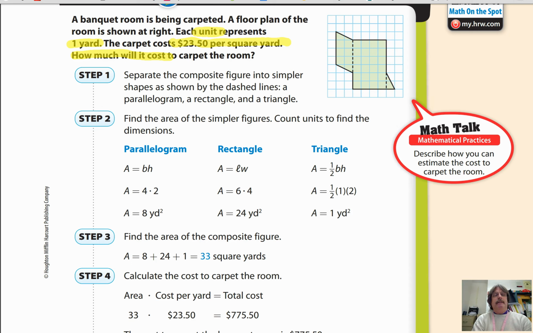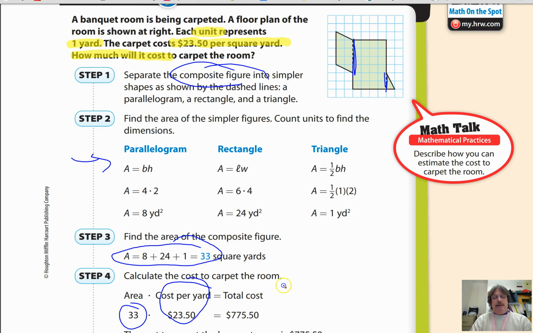So if we take a look here, we have to separate the figures like they tell us. So we have a parallelogram, a rectangle here, and then we have a triangle. So we use our formulas for those three. We go through the calculations, figure out how many square yards in the parallelogram, the rectangle, the triangle, and then we add them together down here. So now we know the total square yards, which is 33, and then you multiply it by the cost per square yard, and you get the total cost.